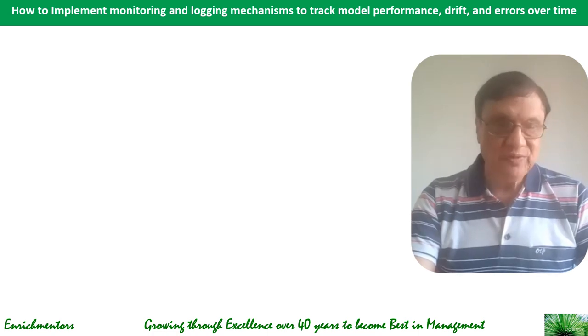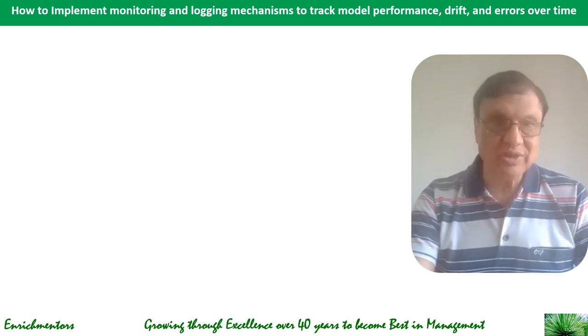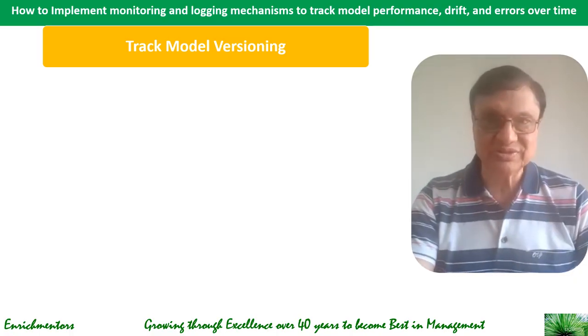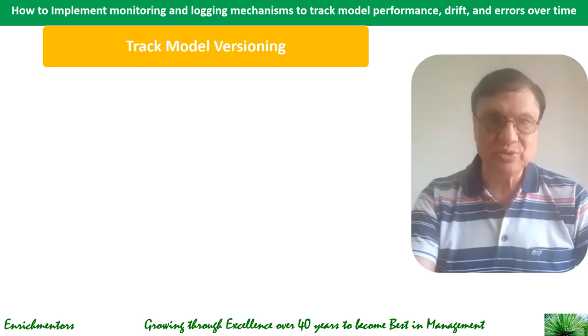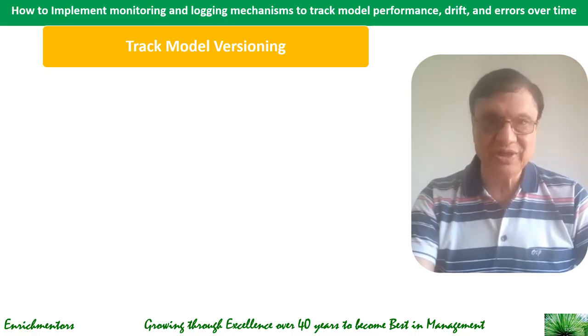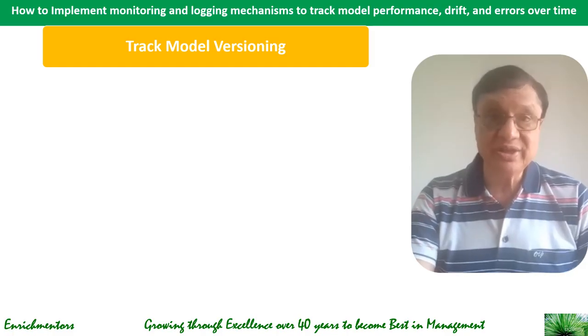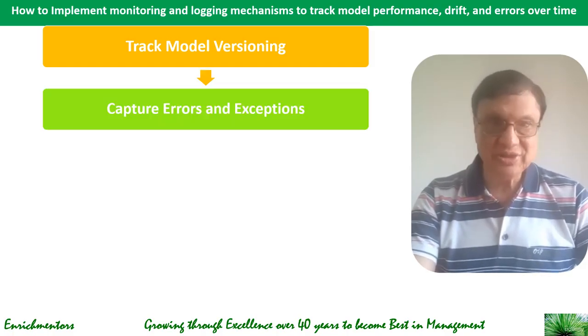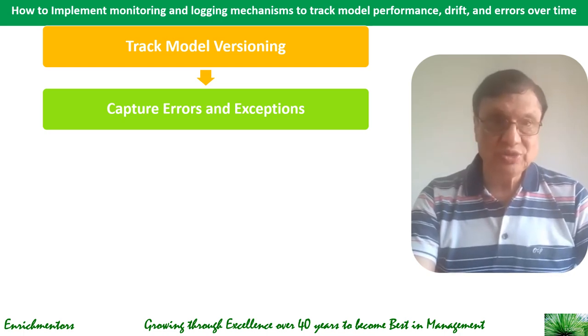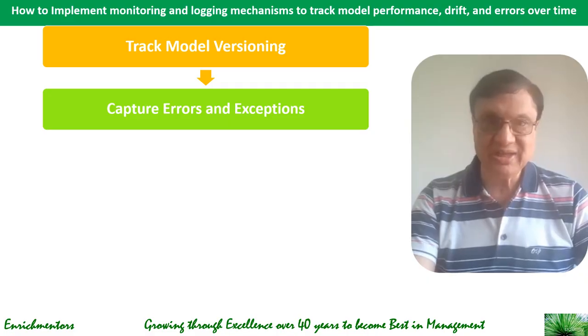A few final 5 steps. You track model versioning, maintain model versioning of the deployed model and associated artifacts like pre-processing steps, feature engineering pipeline to track changes over time. You log model version information along with prediction data to facilitate traceability and reproducibility. Then you capture and log errors, exceptions, and failures encountered during model training, deployment, or inference in whatever the stage it happens. Include stack traces, error messages, and contextual information to aid in debugging and troubleshooting.